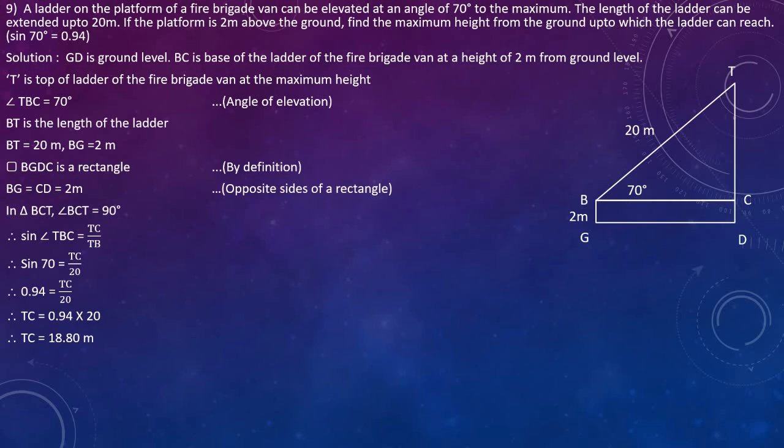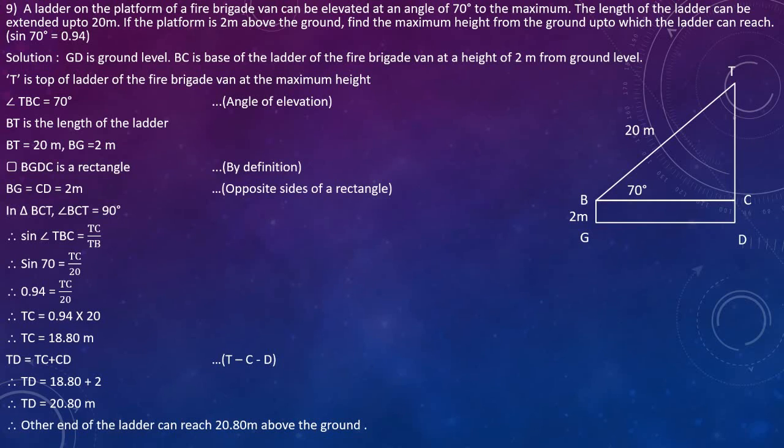Now we have the remaining half height, that is DC. So by adding TC and DC, we will get the entire value, that is TD. So therefore TD is equal to TC plus CD because TC and CD are collinear. So therefore TD is equal to 18.80 plus 2. By adding these two values, we get the value of TD as 20.80 meters. So therefore the other end of the ladder can reach 20.80 meters above the ground.